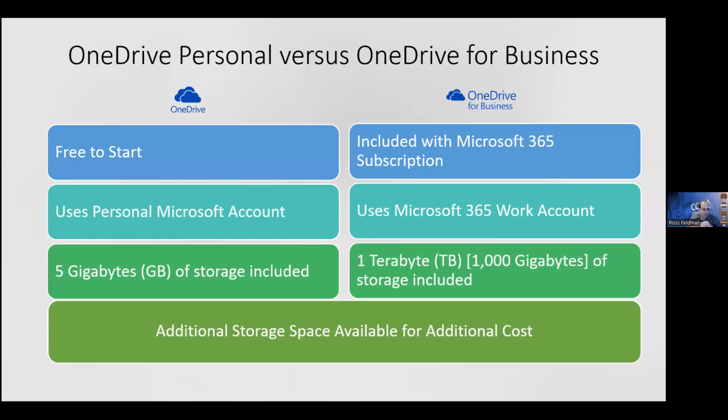All right, so before the call started, Yenting and I were talking a little bit about this. There's actually two flavors of OneDrive, OneDrive Personal and OneDrive for Business. You can get OneDrive Personal for free, and it has 5 gigabytes of storage included, and you would use your personal Microsoft account to get that started. With Microsoft 365 OneDrive for Business, you use your 365 work account to access OneDrive for Business, and you get 1 terabyte of storage, which is plenty of room for your personal file storage. If you run out of storage in your OneDrive, you can pay for additional storage.